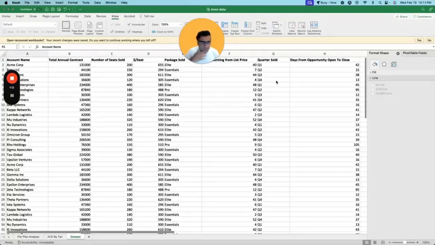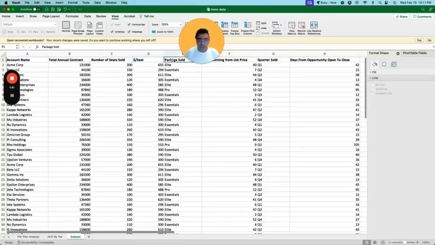So I've created an anonymous data set here using Claude, and basically this is similar to what you will get as a CRM output. You have account names, total contract value, number of seats sold. By dividing both of these, I've created a column for dollar per seat. Dollar per seat is what you want to track at the board level in 10Ks, and it is what you also want to look at for per package or per tier performance.